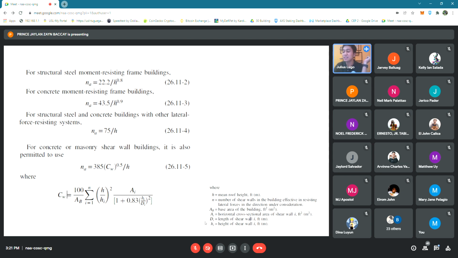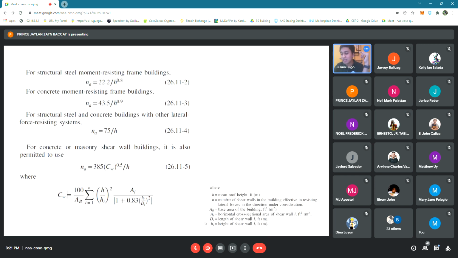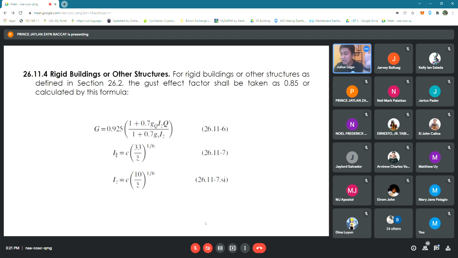Okay. So next. Guys, determining the natural frequency is just using those formulas. And then we have Cw, which is for concrete and masonry. The formula is a bit complicated. Okay, so 26.11.4 naman tayo, rigid buildings or other structures. This is for rigid, and later we will have one for flexible too.